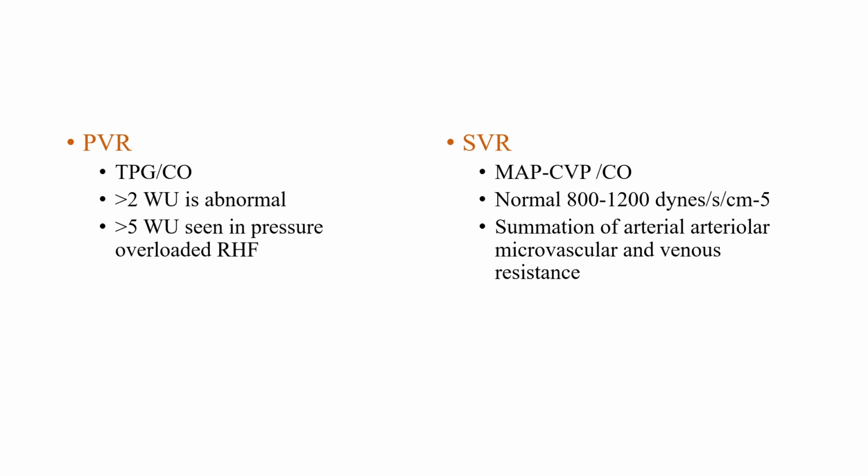It is the summation of the arterial, arteriolar, microvascular and the venous resistance. So it is a pressure difference divided by cardiac output in both. One is MAP minus CVP divided by cardiac output, which is SVR, and mean pulmonary artery pressure minus pulmonary capillary wedge pressure divided by cardiac output is pulmonary vascular resistance.